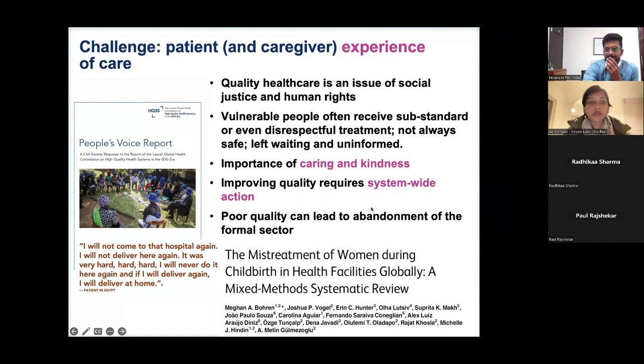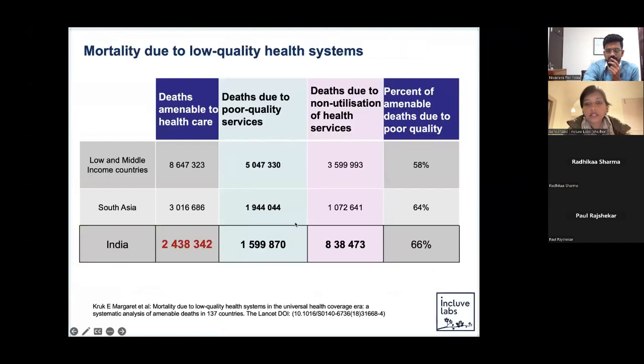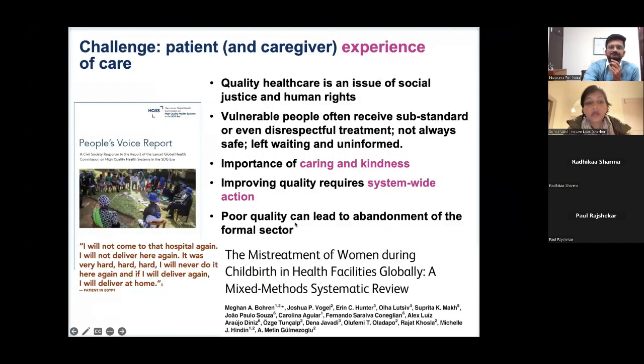And if we don't improve quality in the formal sector, people actually even abandon coming to the formal sector. So the first delivery, bad experience, second delivery, home delivery. And this is a quote from Egypt. I will not come to that hospital again. I will not deliver here again. It was very hard. If I deliver again, I will deliver at home. So just improving access is insufficient.